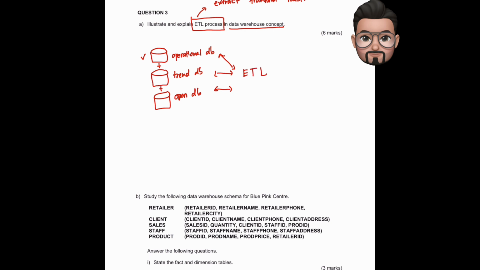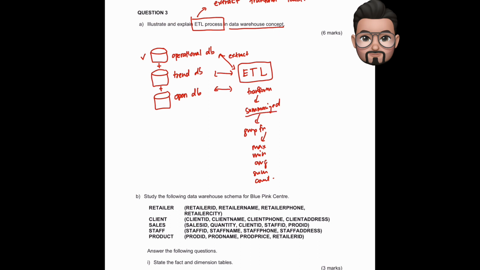So we extract all of the data, then we transform the data. So what do we transform? We transform the data into something meaningful. So by that, how do you transform? Maybe you can summarize the data. How do you summarize the data? You do the group function. Maybe you can do the maximum, minimum, average, or the sum, count, and so many other group functions. So we summarize the data.